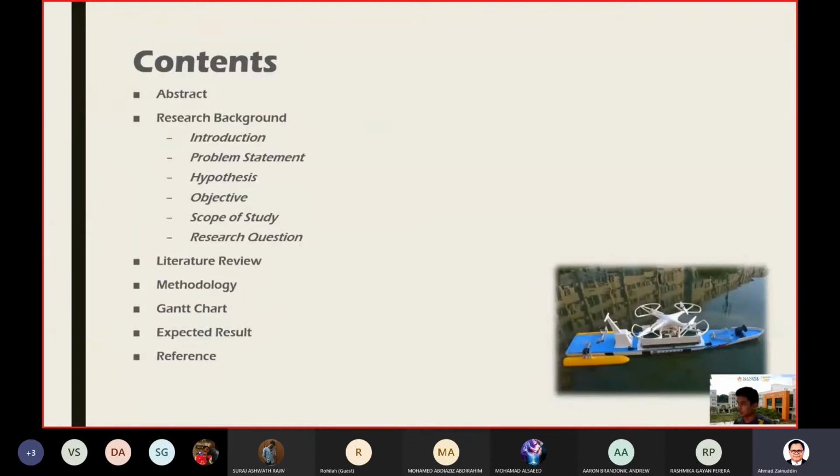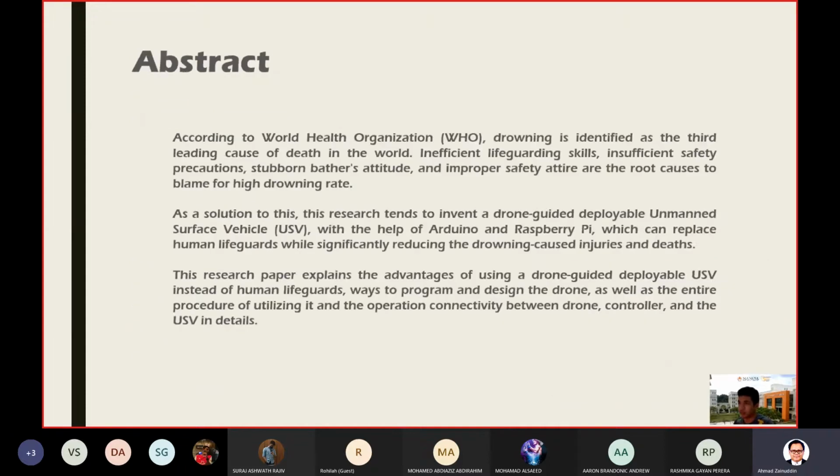This is my content, and it contains the basic structure of the report itself. For my abstract, I have come up with statistics that I fetched from WHO websites. They have identified drowning as the third leading cause of death in the world, caused by inefficient lifeguard skills, insufficient safety precautions, stubborn bathers' attitude and improper safety attire.